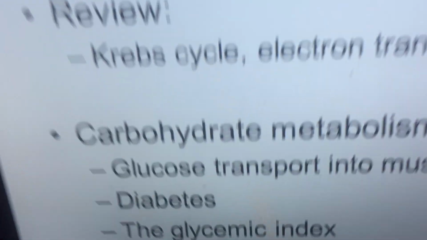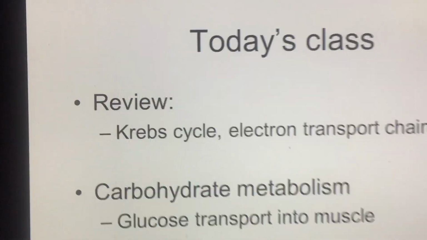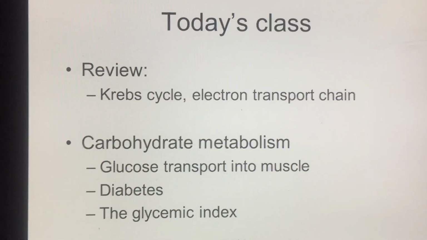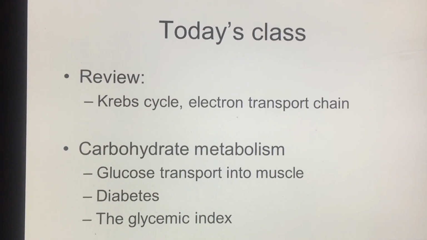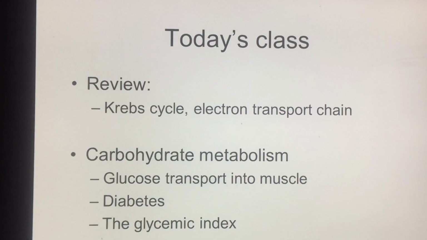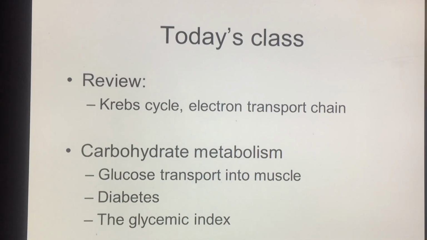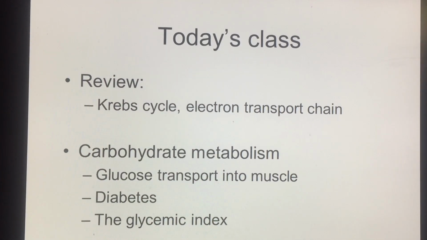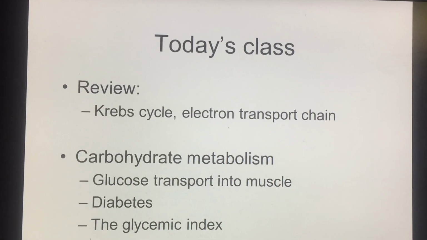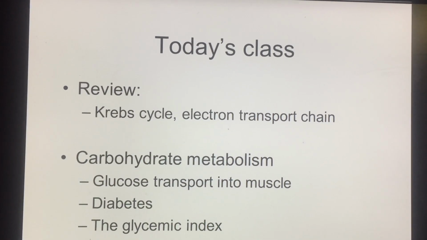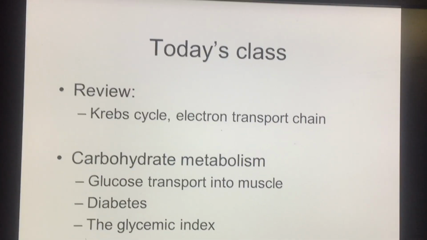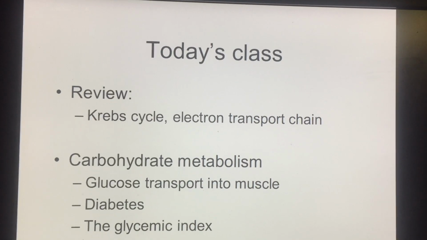So for today's Kin 225 class, this is what I've got for you. Review of the Krebs cycle, the electron transport chain, and then I'm gonna get into more carbohydrate metabolism, specifically glucose transport into muscle. I'm gonna talk a little bit about diabetes and also this concept called the glycemic index. The glycemic index refers to different types of carbohydrate that will result in different rates of glucose appearance in the blood. And theoretically, one type of carbohydrate might be better than another for improving endurance performance.